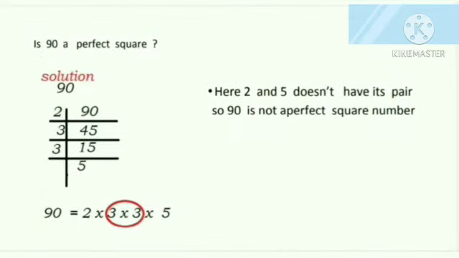One more example under perfect squares: is 90 a perfect square? By doing LCM, now we are going to find this. For 90, what is the least common multiple? 2, the least number is 2. So 2 times 45 is 90. 3 times 15, 3 times 5. Now we have to arrange these in prime factors. 90 is equal to 2 into 3 into 3 into 5. Here 3 is having a pair, right? Here 2 and 5 do not have their pairs, so 90 is not a perfect square.